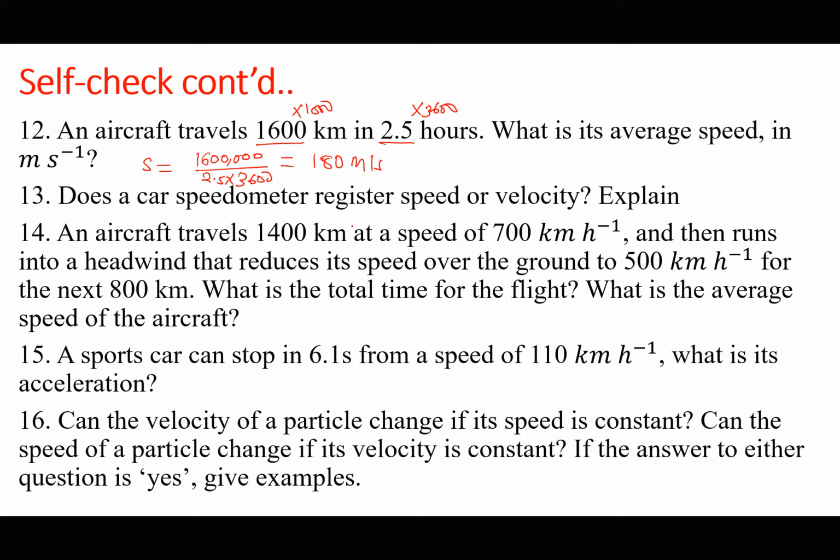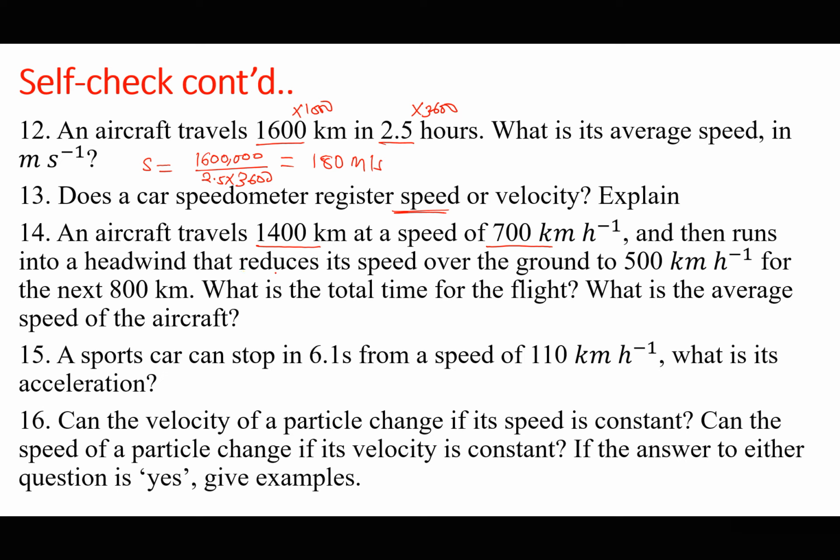Does a car speedometer register speed or velocity? So the car speedometer does not tell the direction, so it registers speed, not velocity, because it doesn't give us the direction. It just shows us a magnitude on the screen. So the speedometer does not tell us the velocity because it doesn't give us the direction, so it just tells us the speed.